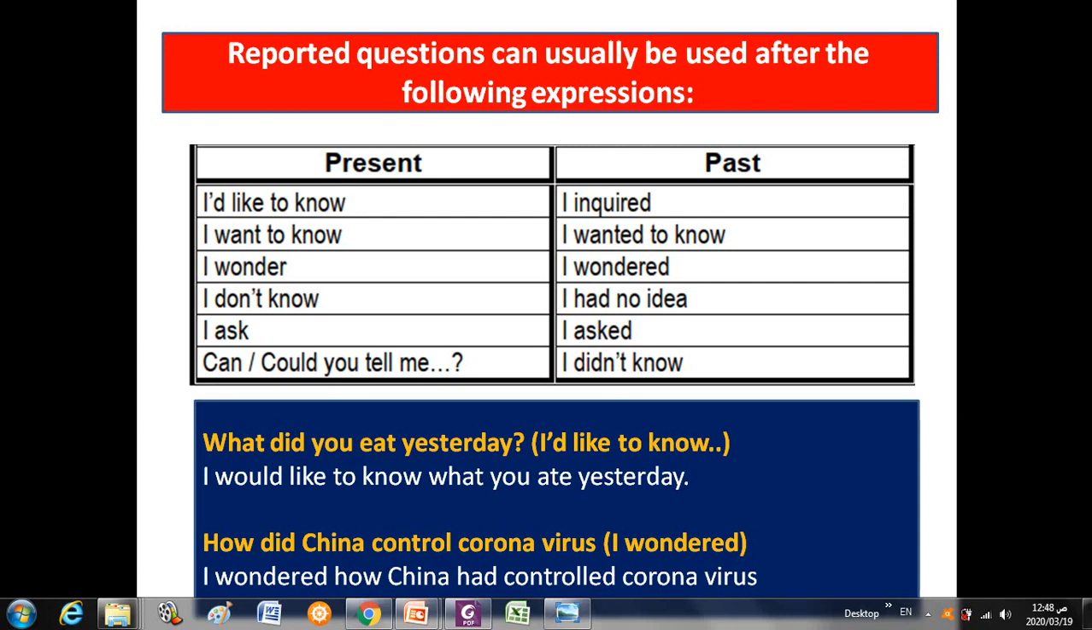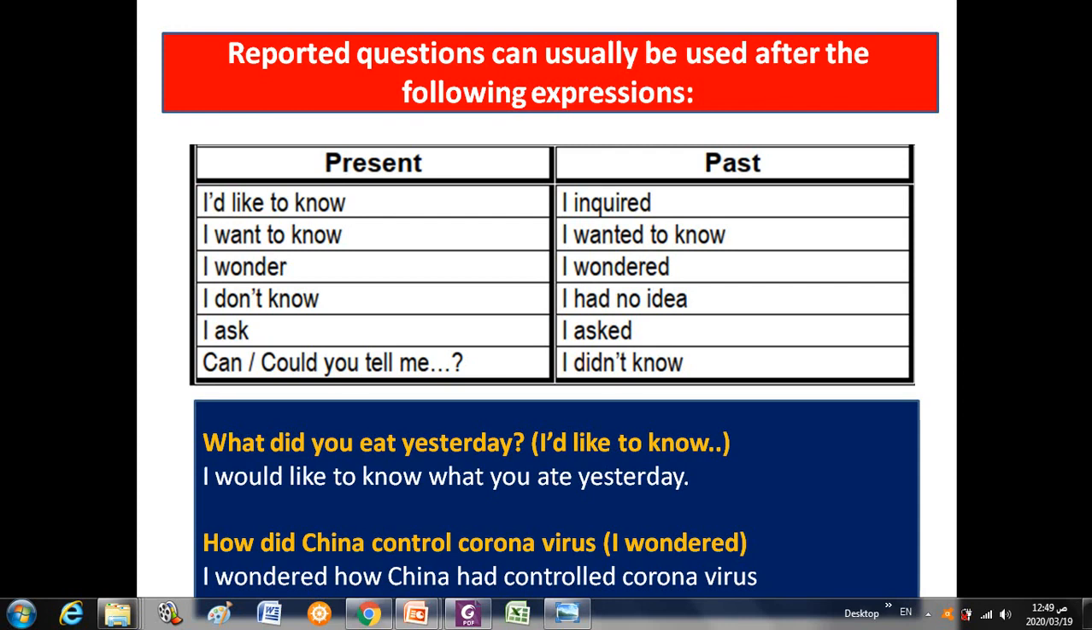In this case, you don't have to change the verb into the past, and you also don't have to change the expressions referring to time or place. So here the correct answer is I'd like to know what you ate yesterday. Why? Because I'd like to know is present, so I don't change ate into had eaten. This was wrong.